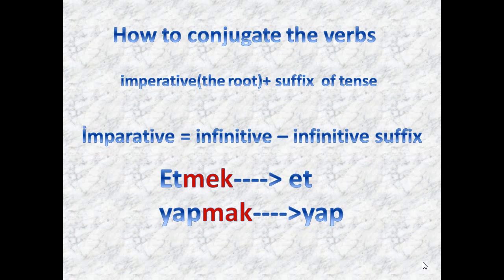How do we conjugate this verb? We have the root of the verb, or the imperative form, and we add the suffix of the considered tense. And how do we make the imperative? We just omit the mek or mak part of the infinitive. So here we had the verb yapmak in the previous video, and here we have etmek. When we omit mek, we have et.